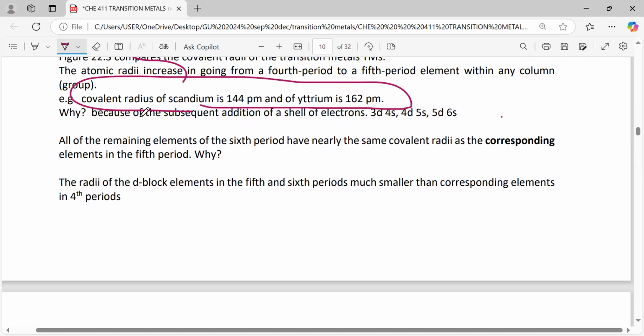Why? Because of the subsequent addition of a shell of electrons. So it's an additional shell as you move from period 4 to period 5 to 6, you're adding an extra shell, and that increases the radius.